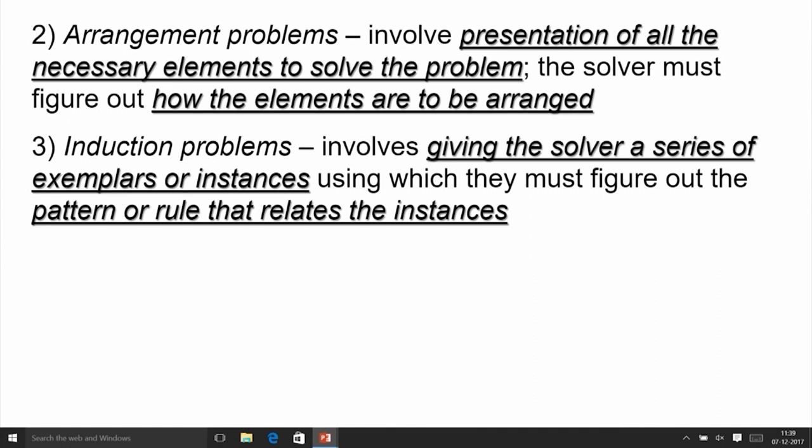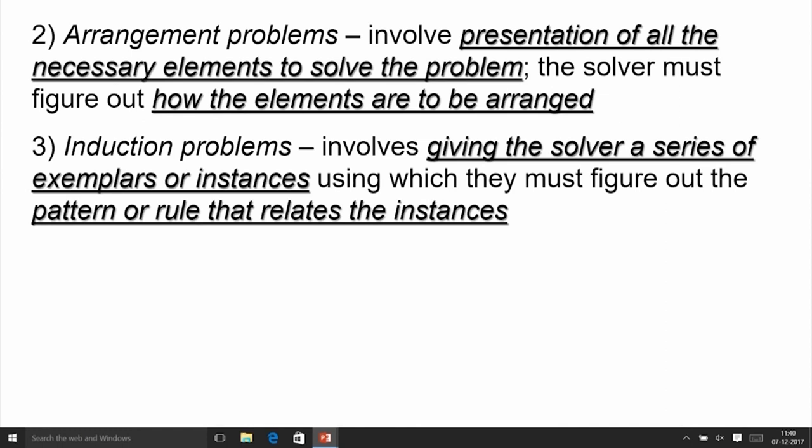The third type of problem which Mann defined in his types of problem definition is called the induction problem. And what is the induction problem? It involves giving the solver a series of exemplars or instances. So, it is basically forming an analogy and solving the problem by analogy. In the induction problem, a number of instances or exemplars are given to you, and using these you have to figure out the pattern or rule that relates the instances together. So, you have a number of examples given to you, and now you have to find the pattern through which these instances are connected.